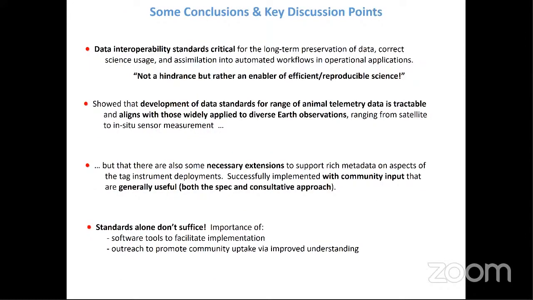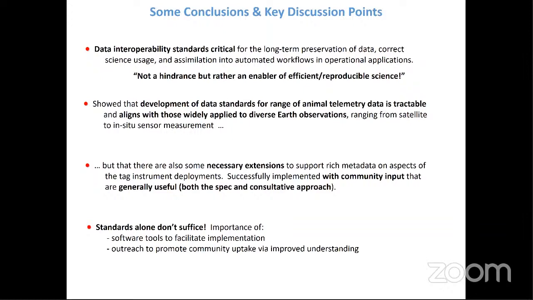Just concluding, some key takeaway points from this, and I believe probably also some of the other presentations. So data interoperability standards are critical for the long-term preservation of data, their correct scientific usage, and assimilation into automated workflows. At times, these things are considered by the community as a hindrance, but they should instead be viewed as an enabler of efficient, reproducible science. And we have shown that the development of these standards for animal telemetry data is a tractable problem, and that they align with prevailing earth science observation data standards that are used. But we needed also to extend those and involve the community in developing some of those extensions.